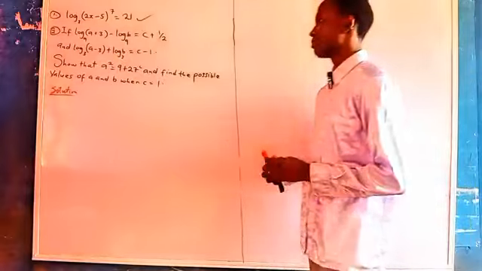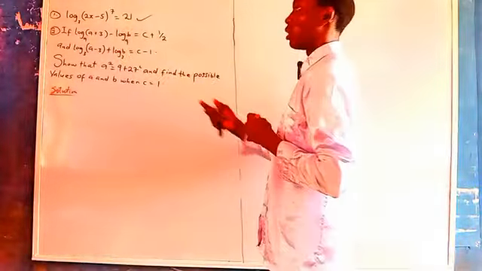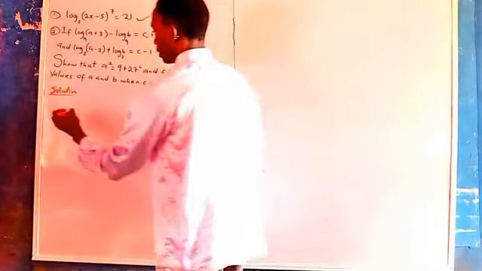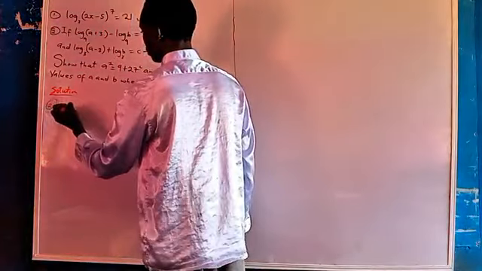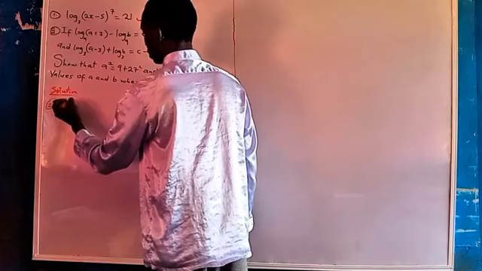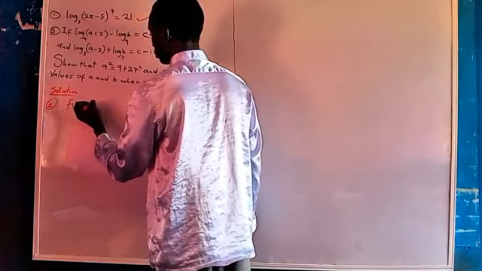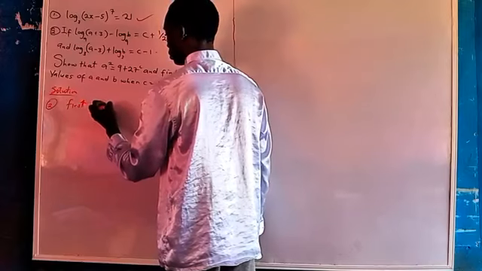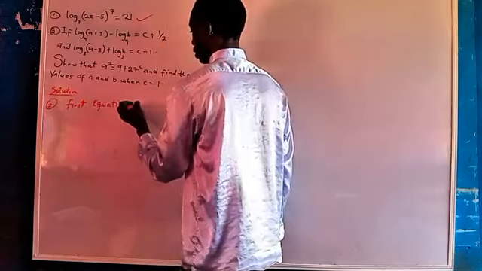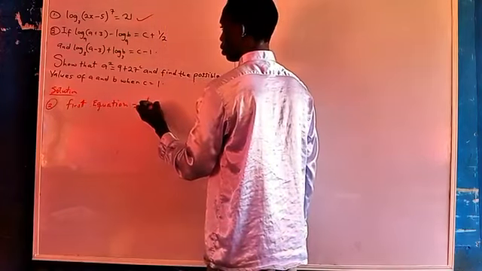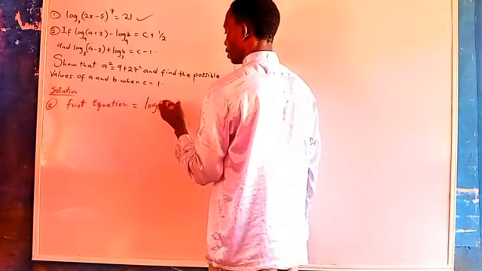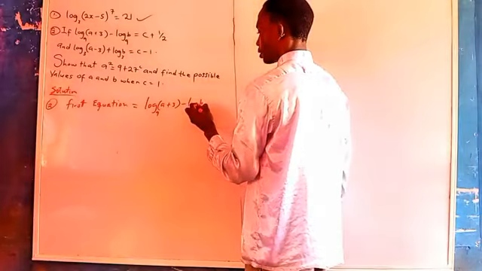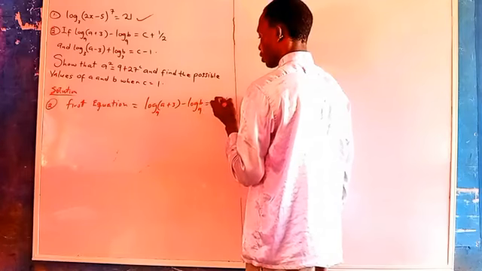All right, now I'm given two equations. This is the first one, the first equation: log of a plus 3 base 9 minus log of b base 9 equals c plus 1 over 2.